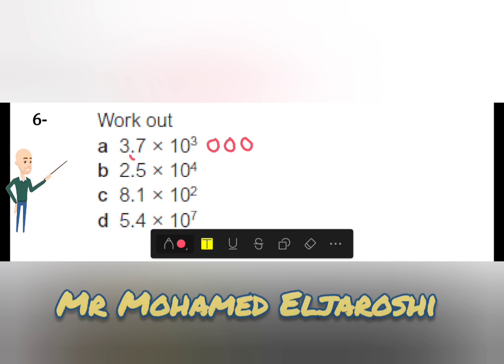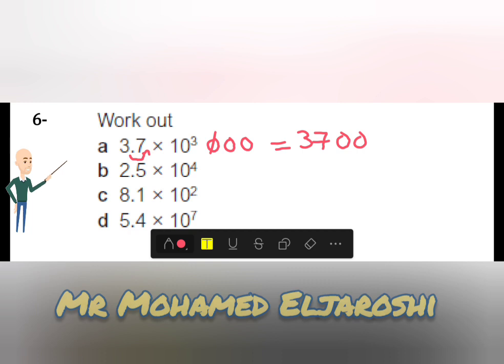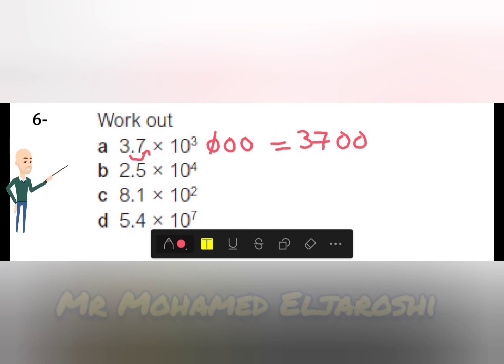So the decimal point will come here by removing one zero. And then the rest of the zeros, I will write next to the 3, 7. So the answer will be 3, 7 and the 2 zeros that I left. Very good. Or you can use the calculator, it's easier and faster.